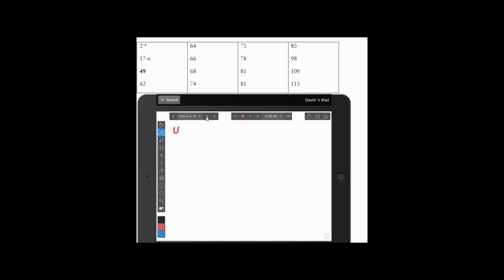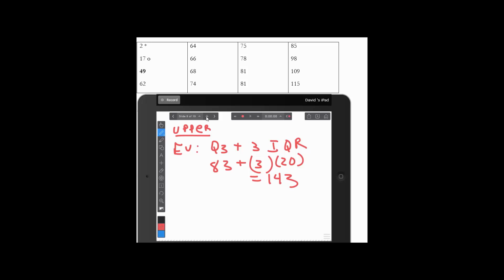Okay, so now on the upper side, for my extreme value, Q3 now, because we're going from the edge of the box going up, plus 3 IQRs. And that's 83 plus 3 times 20, which is equal to 143. And we don't have any extreme values on this one, so we don't have to worry about that. So for outliers, we'll have Q3 plus 1.5 IQRs, or 83 plus 1.5 times 20, and that comes out to be 113.